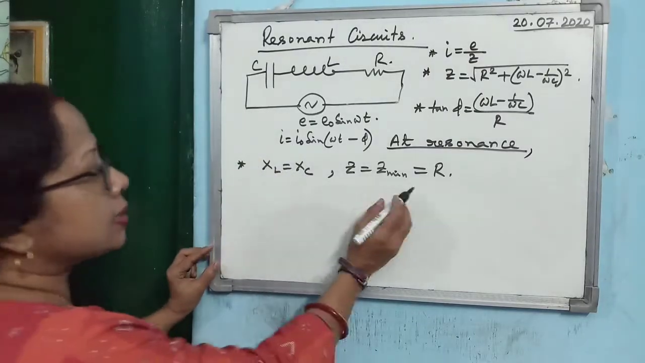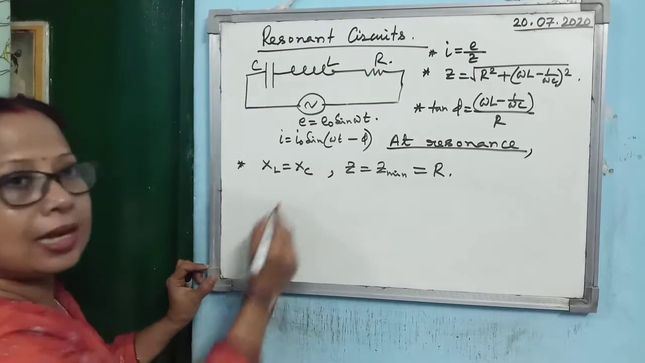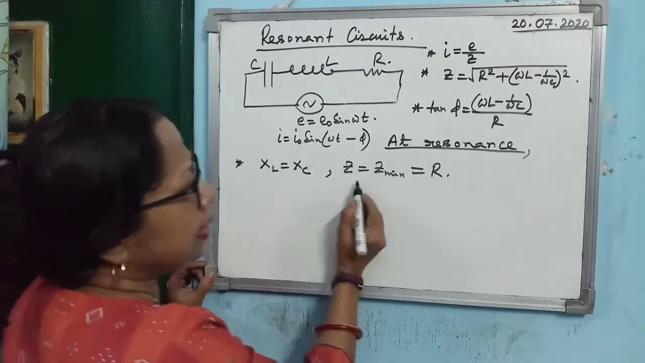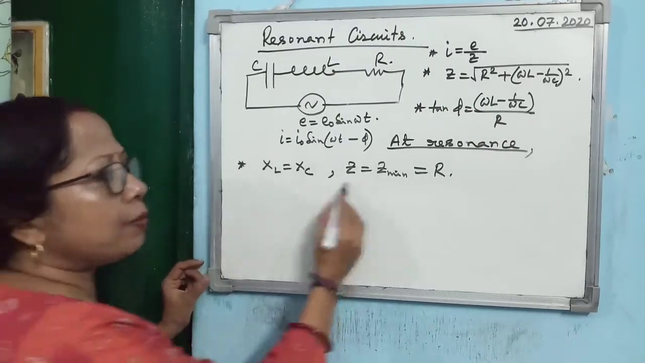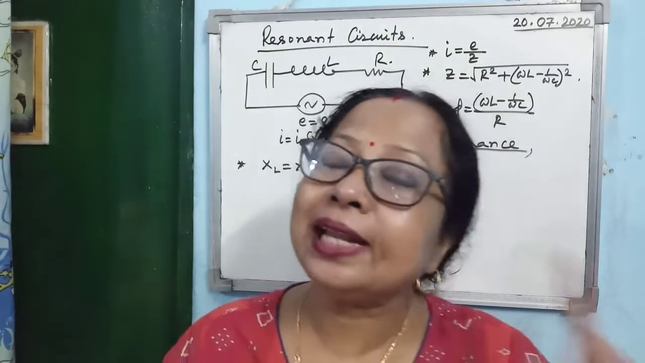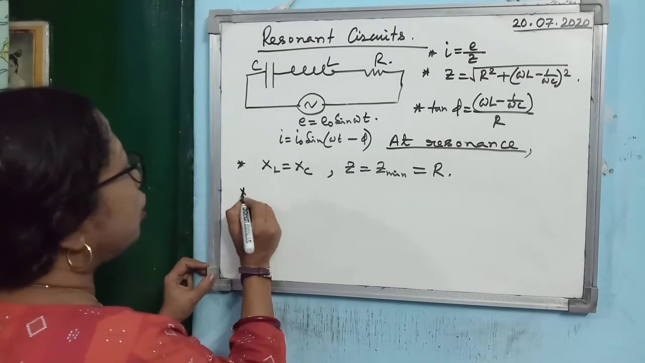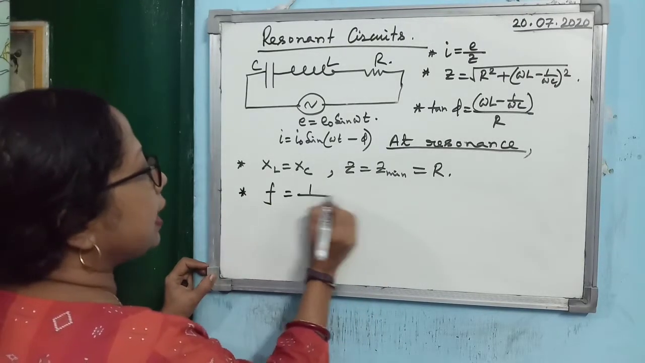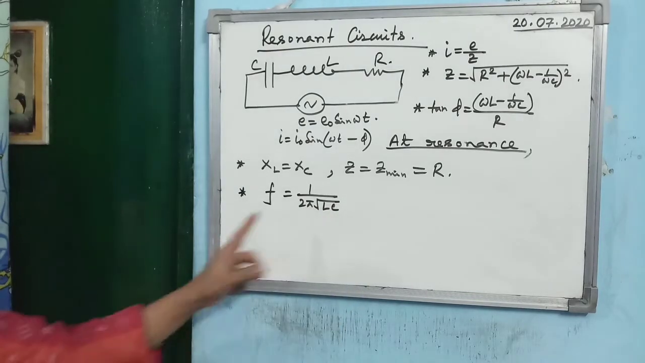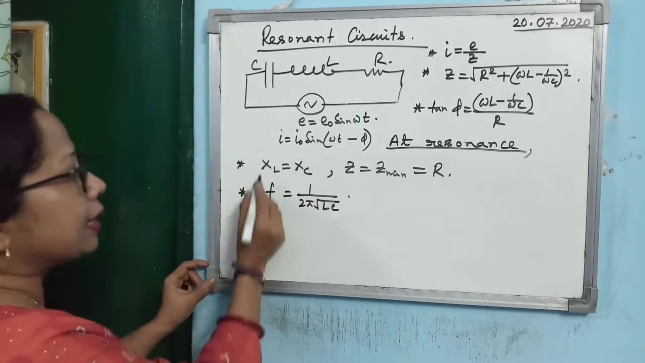And we have studied under which condition resonance occurs. When XL is equal to XC, then Z becomes minimum and Z becomes equal to R. So at resonance, the circuit becomes a purely resistive circuit. And in that case, the frequency of oscillation is given by 1 by 2 pi square root of LC. Is that clear?